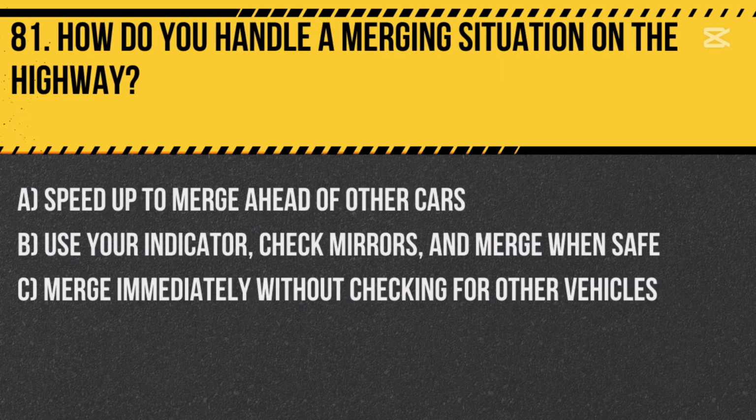Question 81. How do you handle a merging situation on the highway? A. Speed up to merge ahead of other cars. B. Use your indicator, check mirrors, and merge when safe. C. Merge immediately without checking for other vehicles. Answer: B. Use your indicator, check mirrors, and merge when safe. Proper signaling and checking for traffic are essential for safely merging into highway traffic.